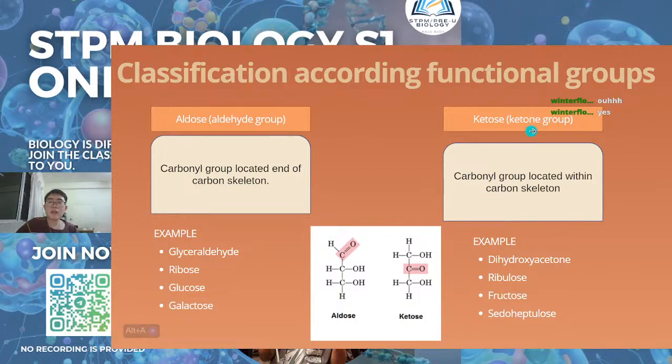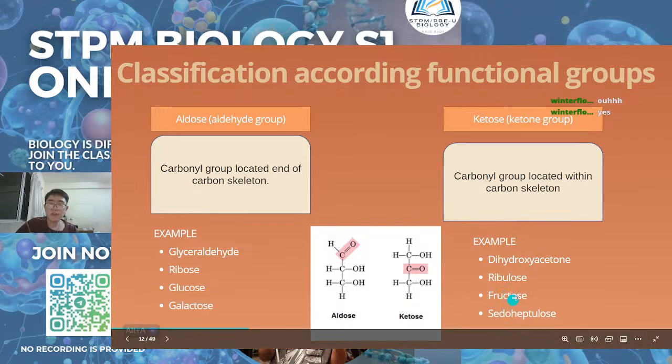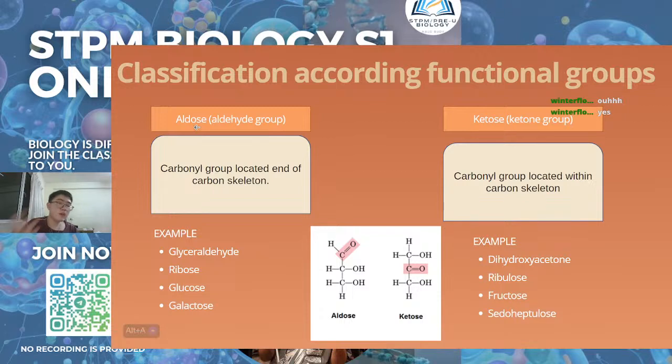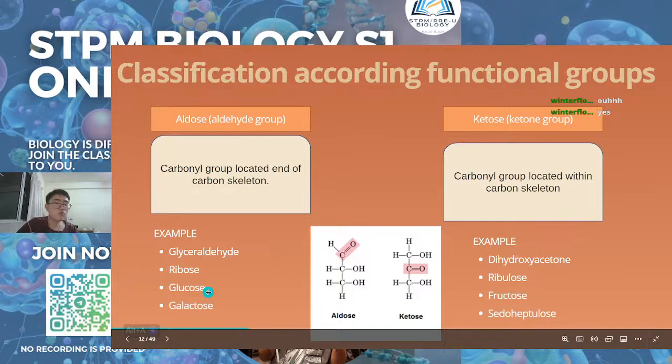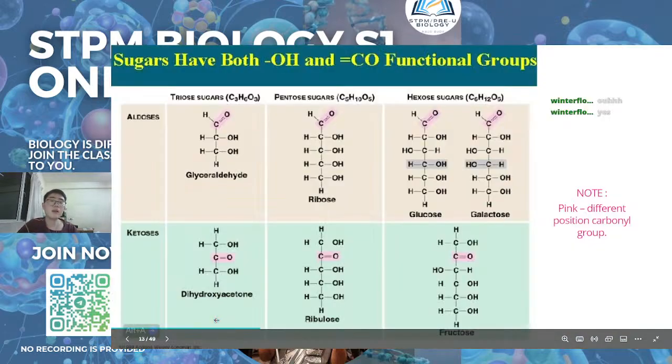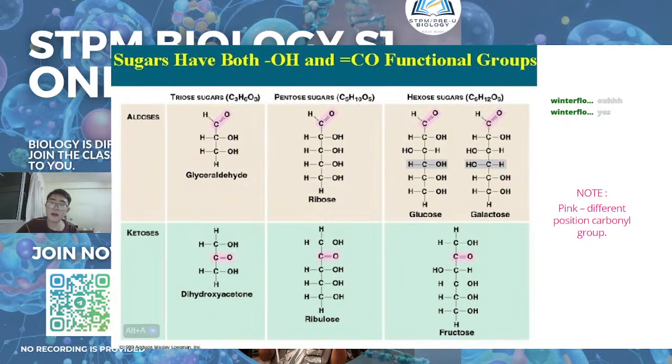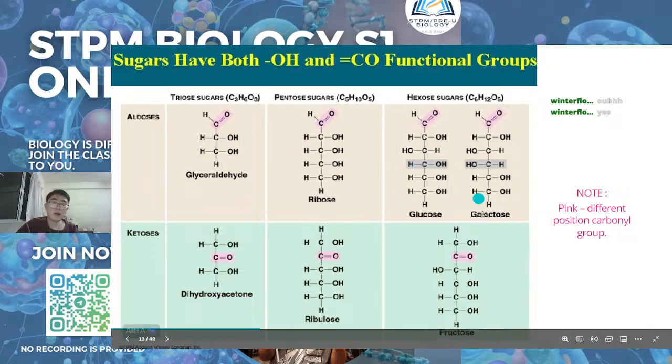If it is ketone, it is ketone sugar. Fructose is under ketone sugar, and glucose is under aldose sugar. If you classify glucose, the general name is aldose hexose sugar. Aldose sugars are normally glucose or galactose. This one is the same, but more detail.